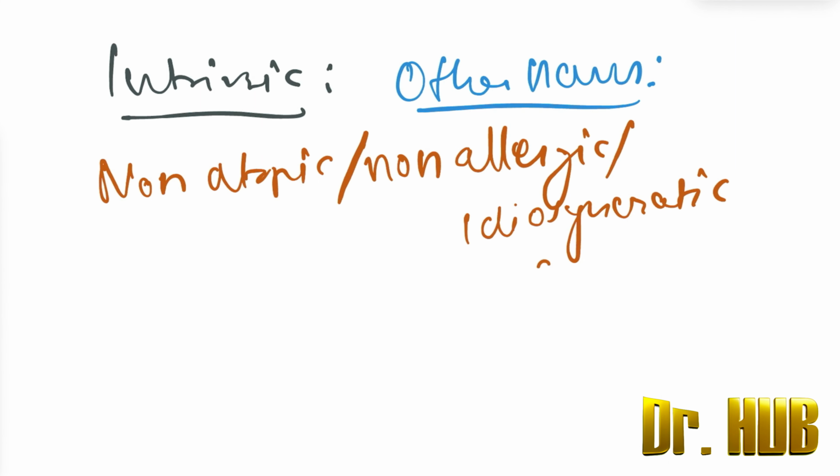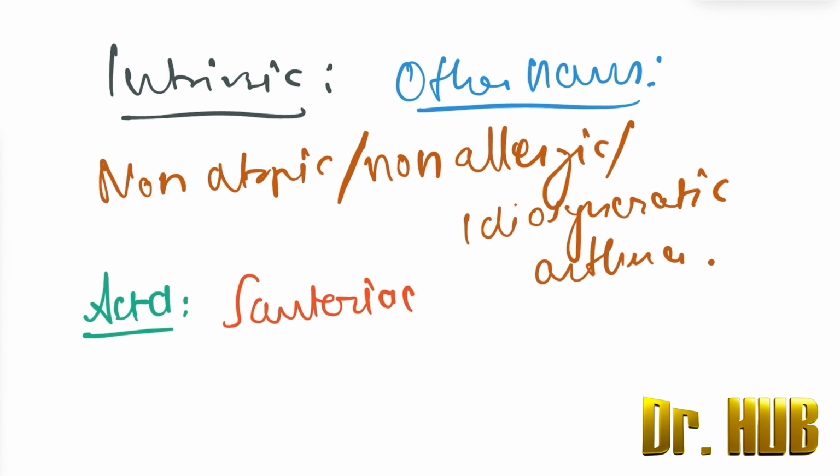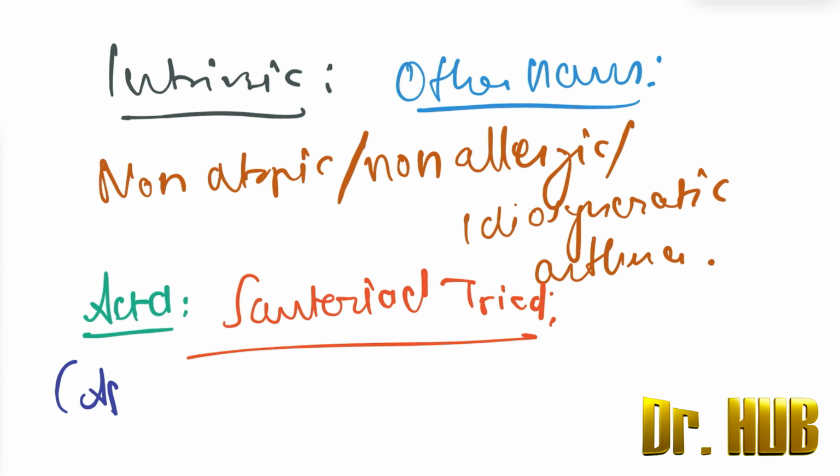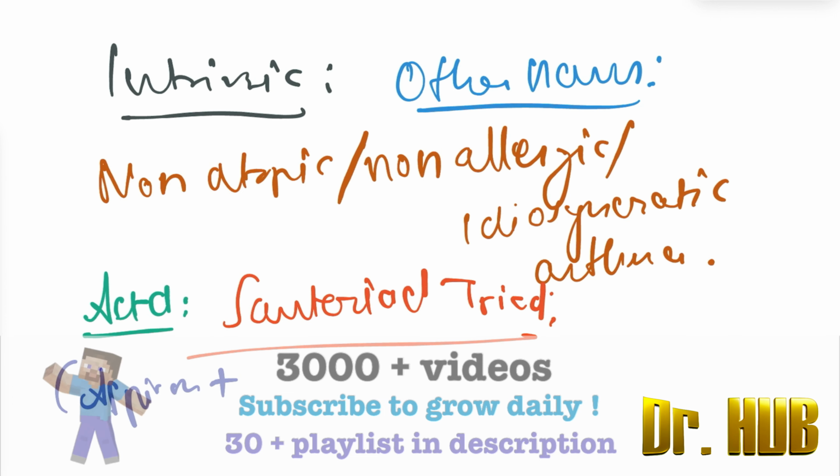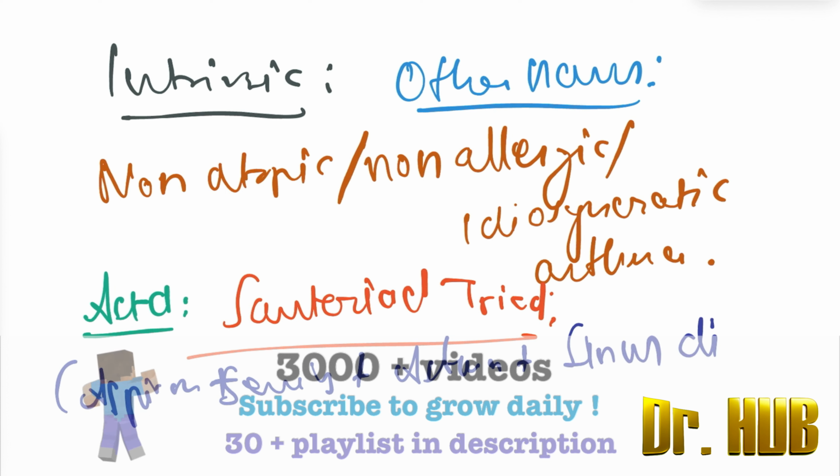Then when we look at what it is associated with, it is associated with Samter's triad. So what is special about the Samter's triad? It includes aspirin sensitivity, the presence of asthma, and sinus disease, and the sinus disease is with recurrent nasal polyps. So this is what it is associated with.